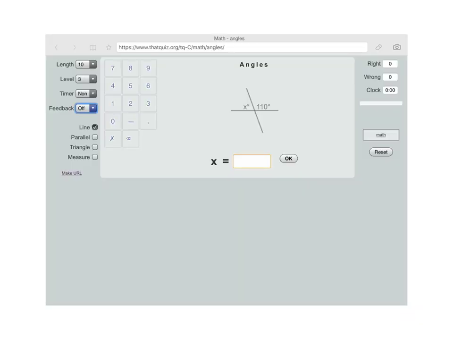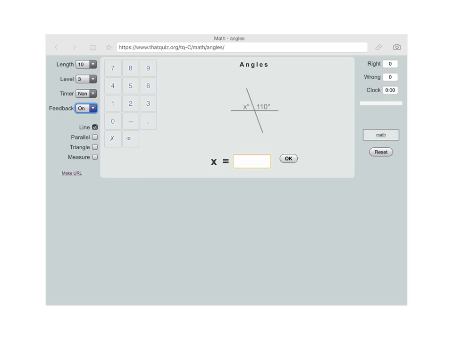So when you select the live link for thatquiz.org, it takes you to a page like this. It has unlimited practice problems on angles. Your first step would be to make sure your feedback is on, so it grades you. It tells you right or wrong right away, so that's good feedback for you.